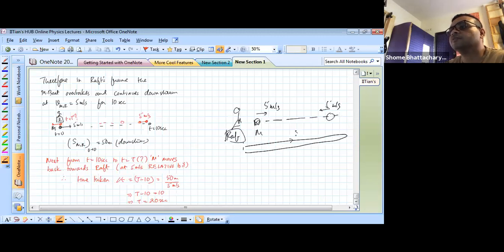And while going also, it was going at 5 meters per second. While coming also, it is coming at 5 meters per second. So shouldn't the time be symmetrical? If it took 10 seconds to go, 0 to 10 seconds, then it should also take 10 seconds to come back, no? So this should be 10 to 20 seconds.